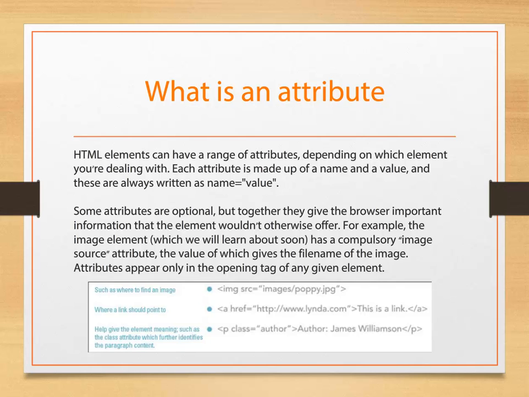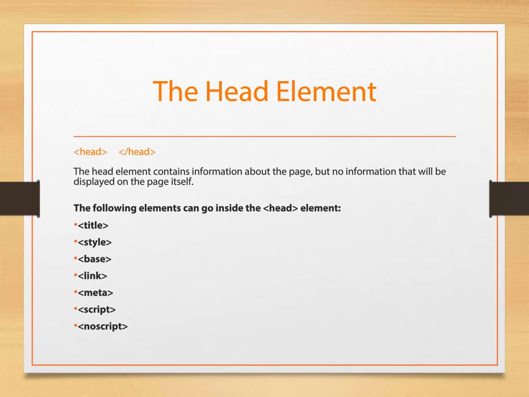On the first one, we see that it's defined where an image is. The next one is where a link should point to. And the final one is to help give the element meaning, such as the class attribute, which further identifies the paragraph content.